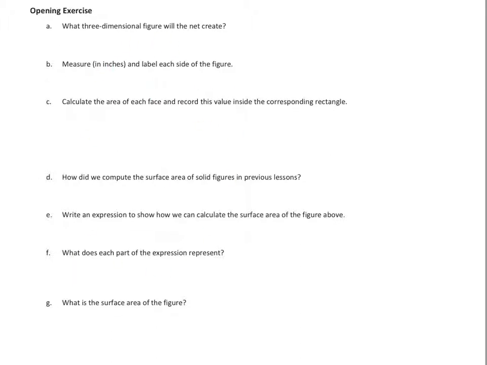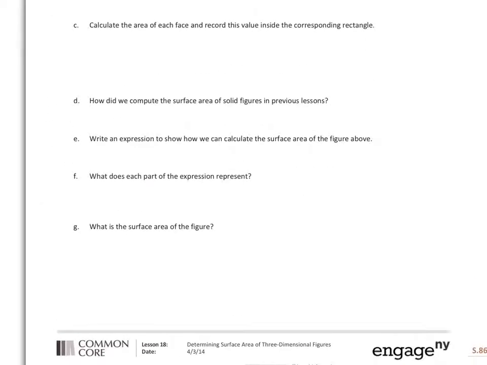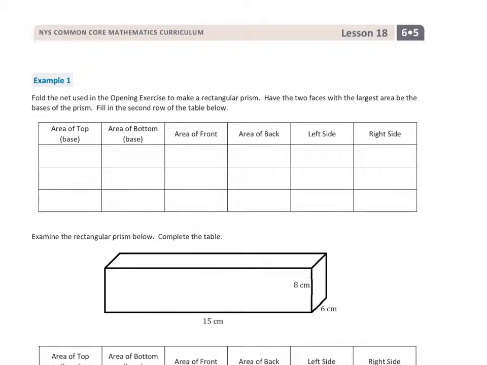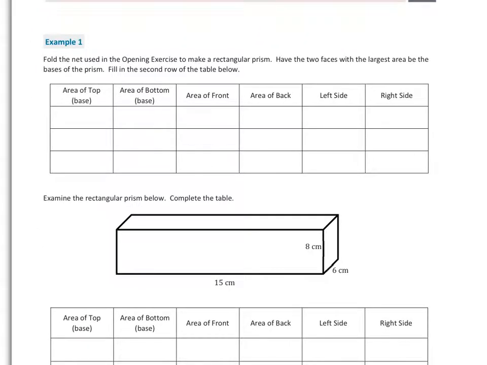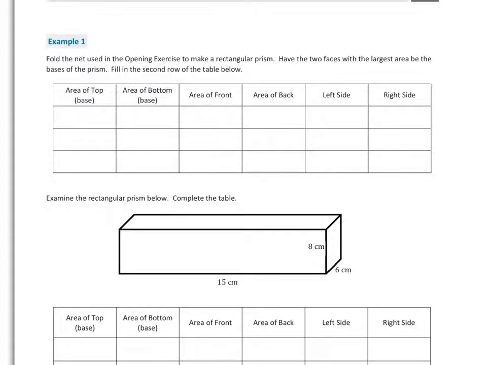Now I'm going to move on to the first example, which I believe is on the next page. Yes. So example 1, I'll try to do these fairly quickly. And if you get the first one, you'll probably get the second one. So here we go. Example 1 says, fold the net using the opening exercise to make a rectangular prism. You can have the two faces with the largest area be the bases of the prism. I actually showed you what those were, those were the red. And then fill in the second row of the table.